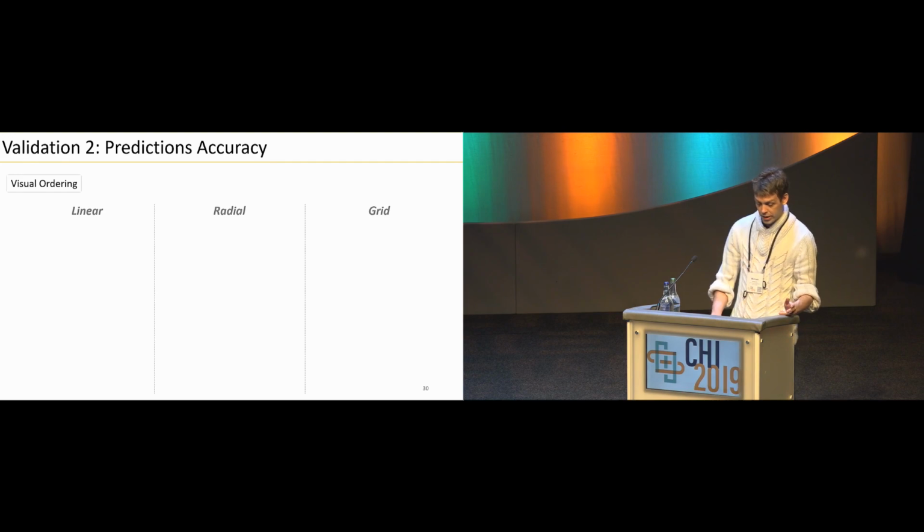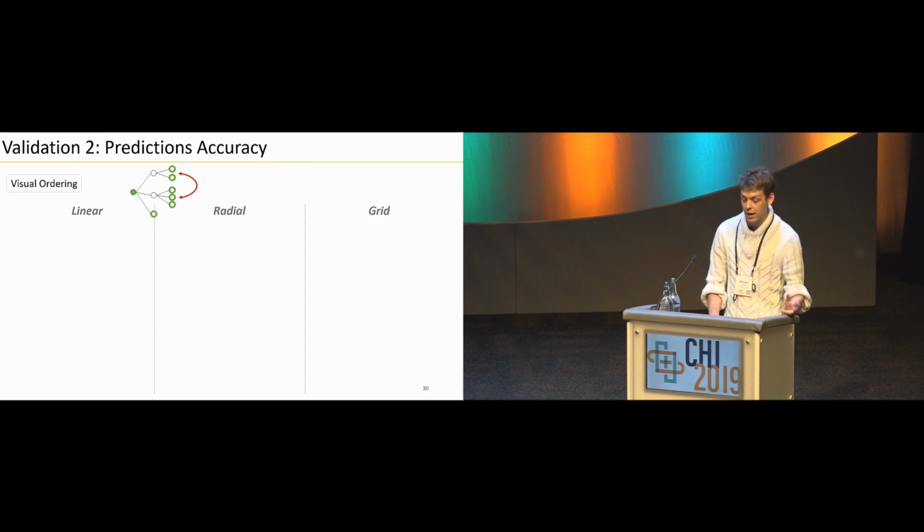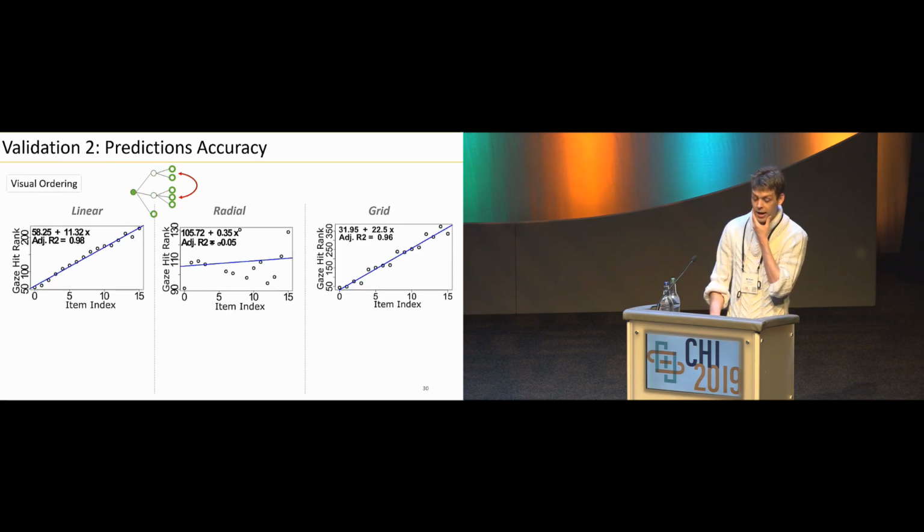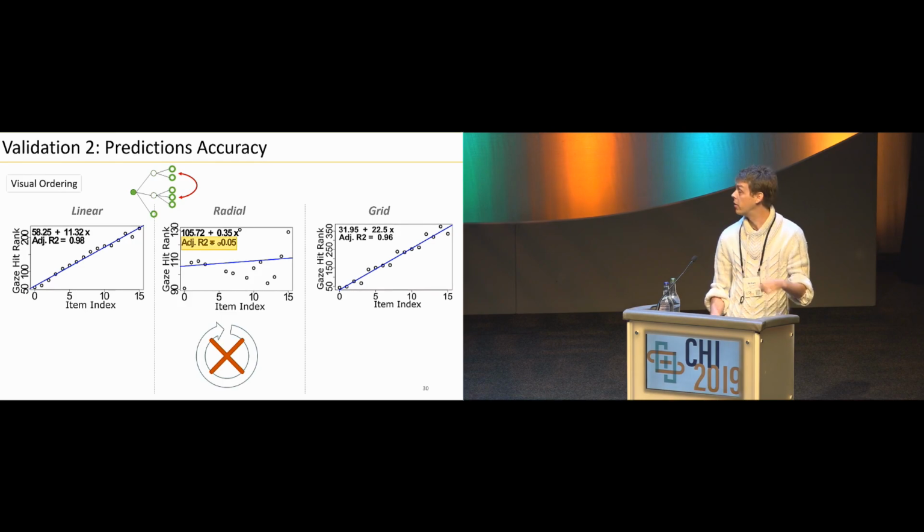And finally, regarding the visual ordering, can we define a top and the bottom in these layouts? So for the linear and grid layout, yes, users scan items from top to bottom, left to right. But we did not find any convincing ordering for the radial layout, and definitely not in a clockwise fashion like presented here.